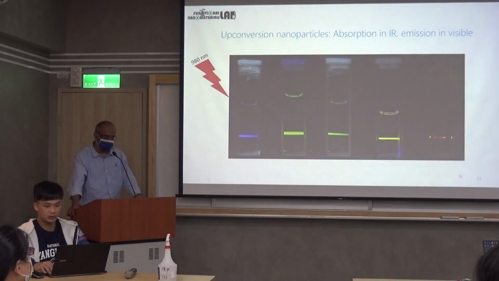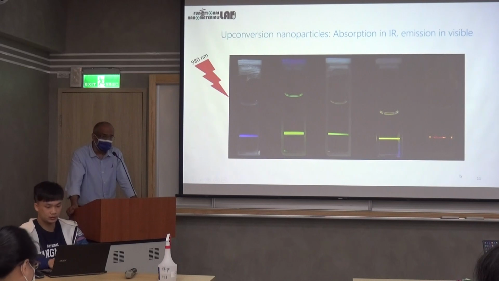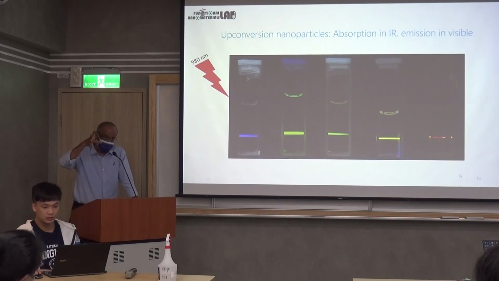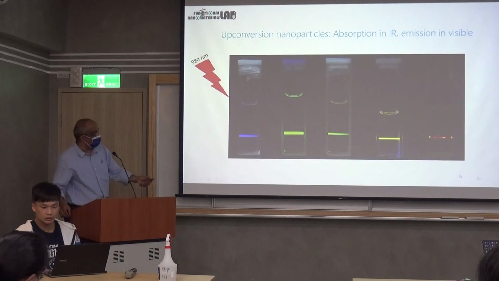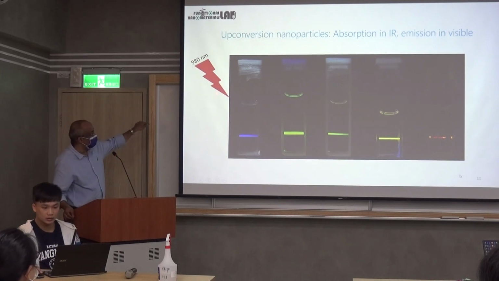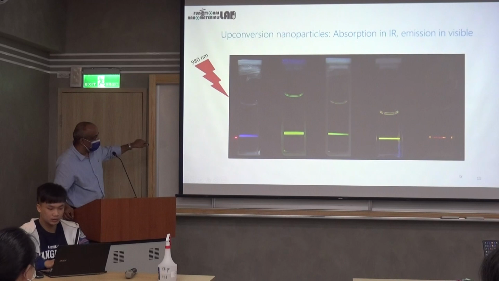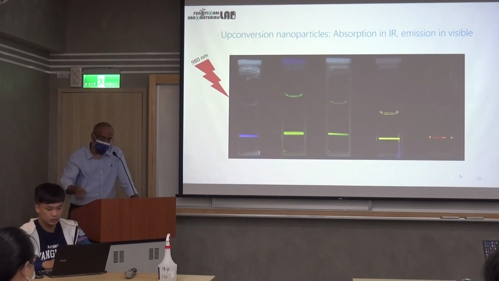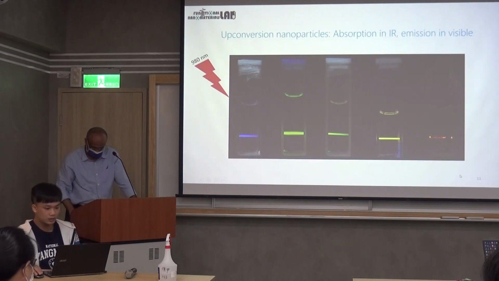Next, this is another material that we use a lot, called upconversion nanoparticles. This is like a quantum dot, so it emits light. You shine 980 nanometer light, and these will emit either blue or green or yellow or red, depending on the composition of that nanoparticle. Now this can be used for tissue imaging, deep tissue imaging, all kinds of stuff.